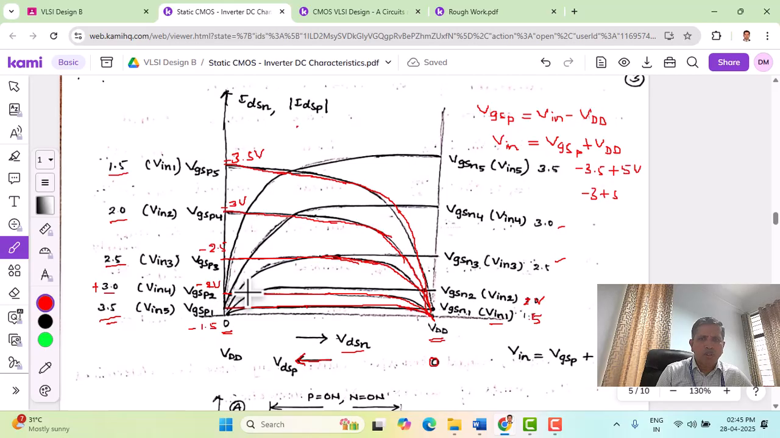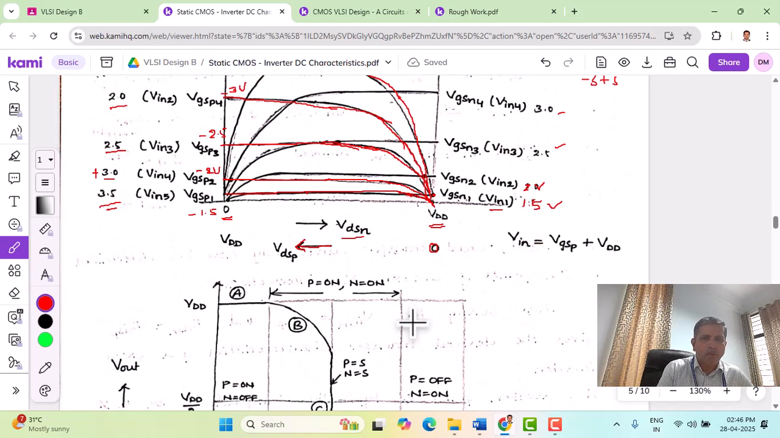Now it's very important to draw the inverter characteristics. We have the input voltage here, with Vin 1, Vin 2, Vin 3, Vin 4 and Vin 5, and to plot the output we need to find the intersection points of Vin 1, 1.5 volts, with the PMOS. This is the NMOS at 1.5 volts, and the PMOS 1.5 is here. So the intersection point is somewhere here. I would like to show it with a different graph, where we have drawn both NMOS and PMOS.